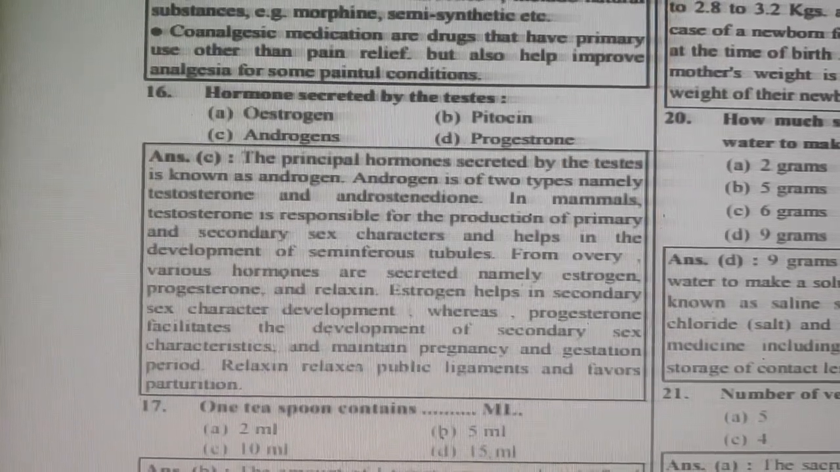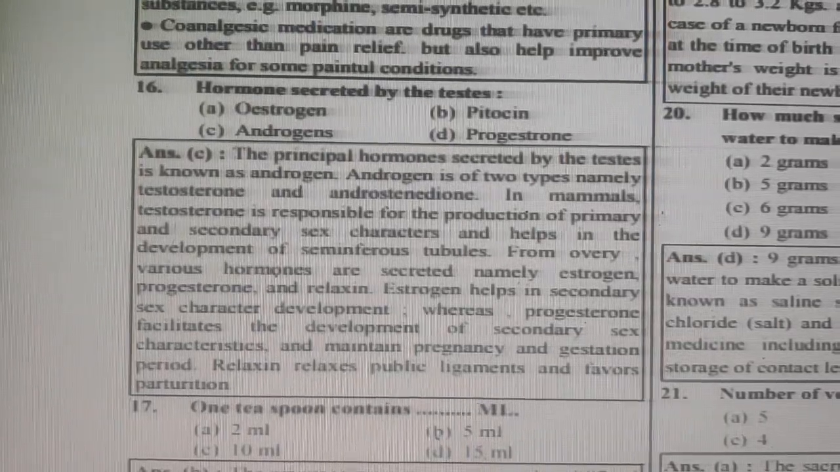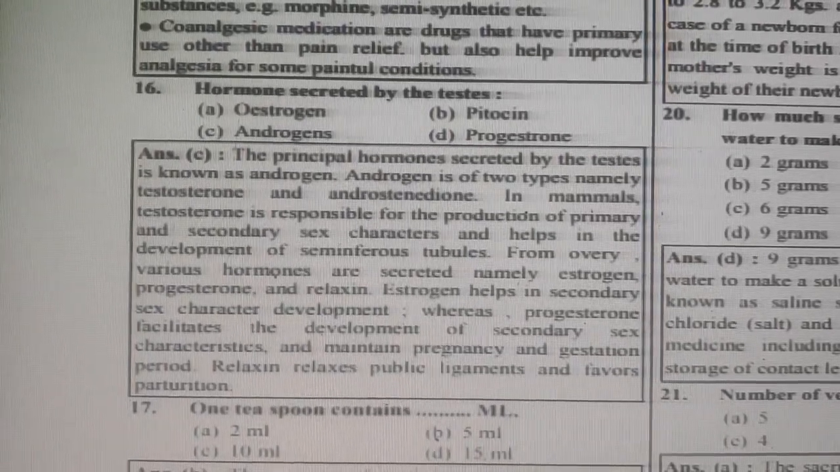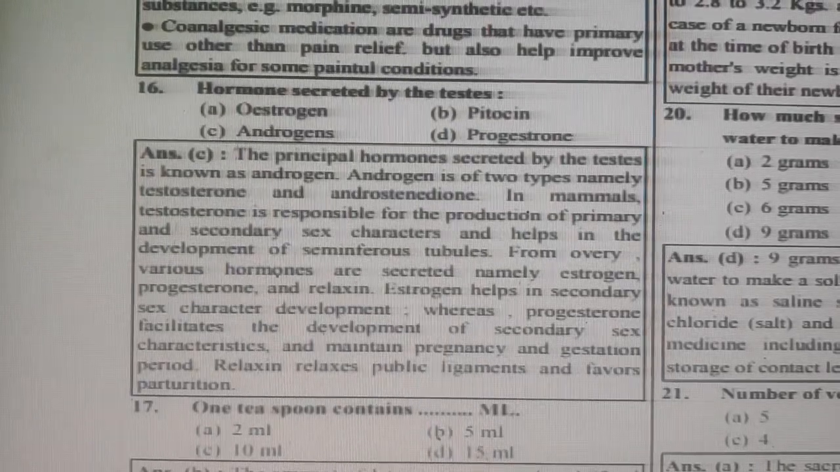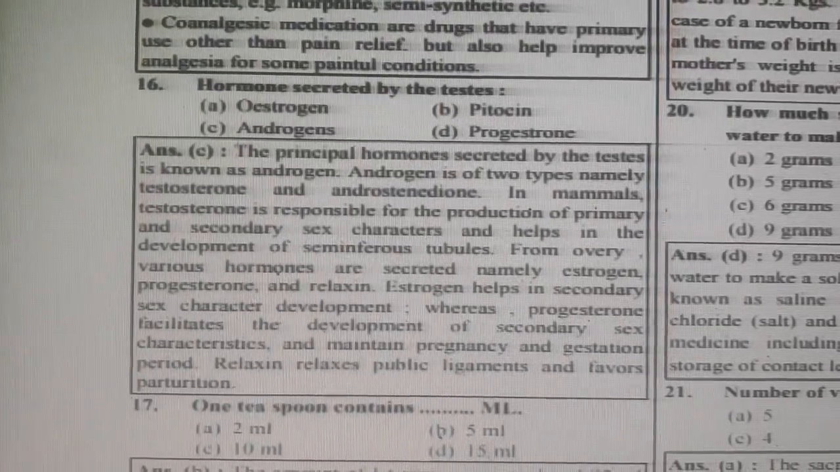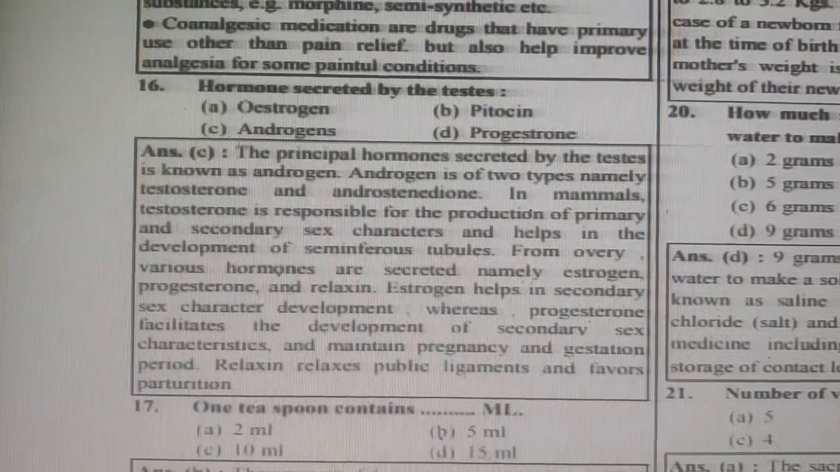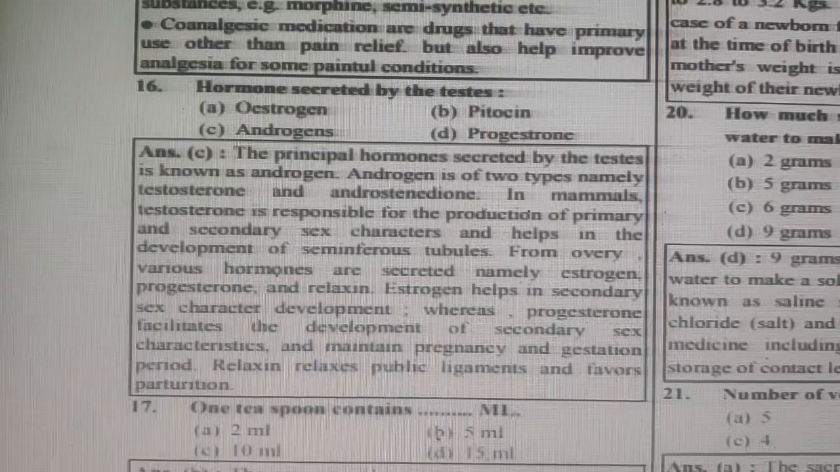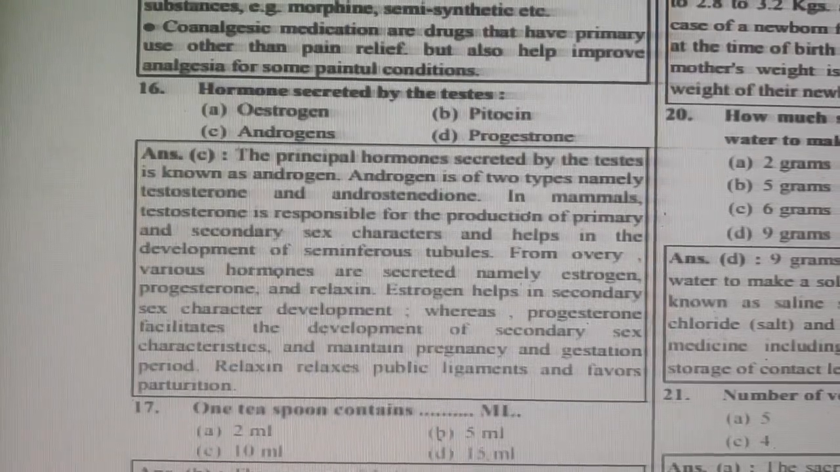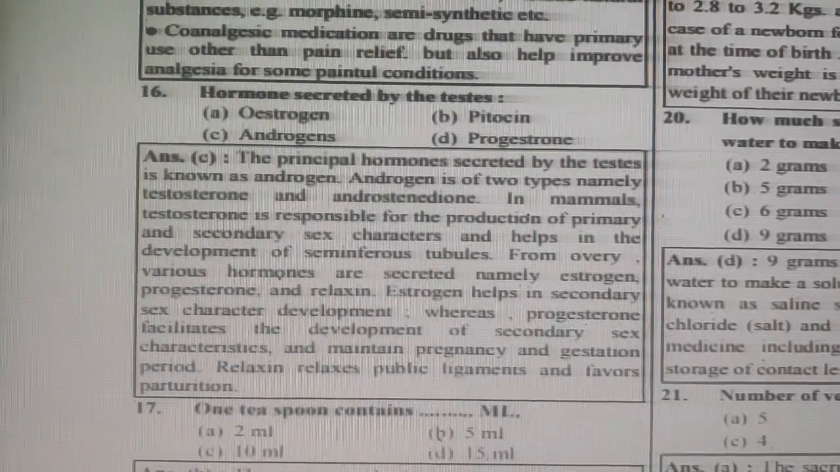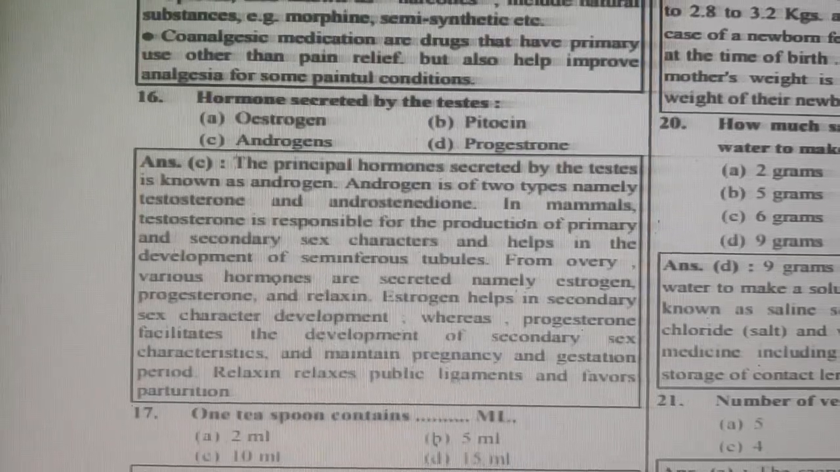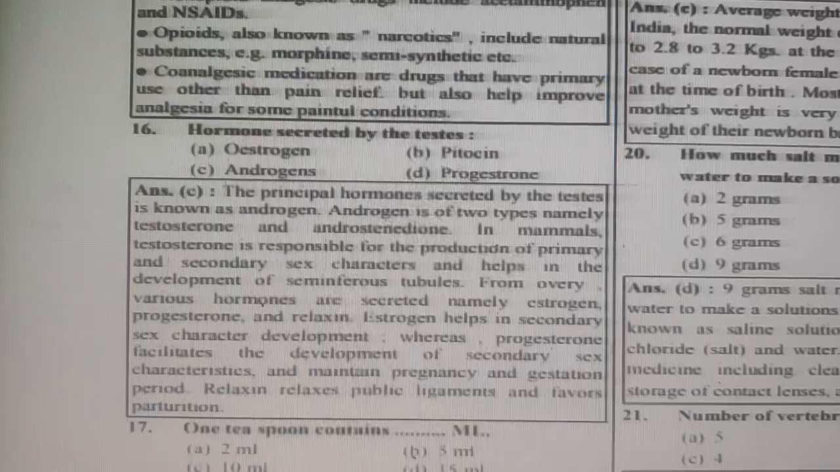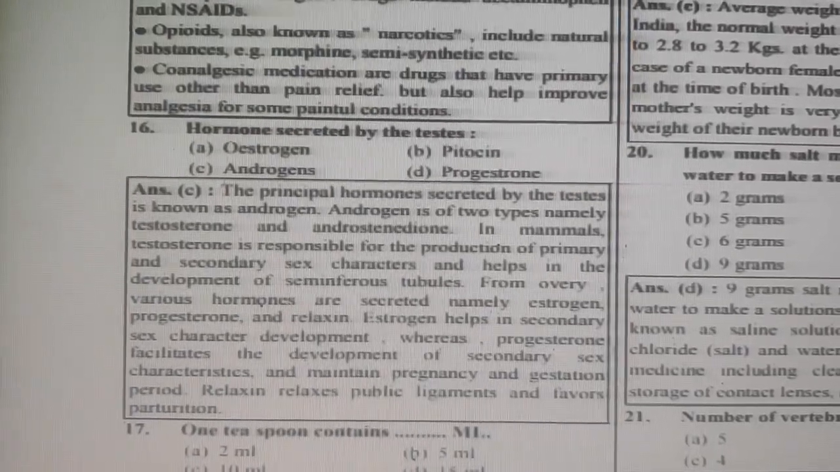From the ovary, various hormones are secreted, namely estrogen, progesterone and relaxin. Estrogen helps in secondary sex character development, whereas progesterone facilitates pregnancy and the gestation period. Relaxin relaxes the pubic ligament. So for hormone secretion by the testes, option C, androgens, is the best answer.